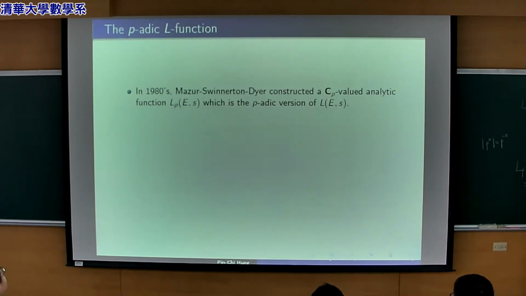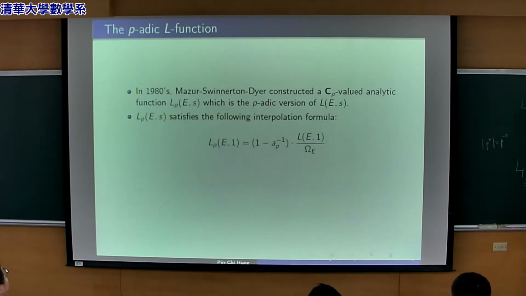So who first constructed this p-adic function? Mazur and Swinnerton-Dyer first constructed such an analytic C_p function, and we call it the p-adic L-function. Of course, this guy has to be related to this guy, or it is not really meaningful. So it satisfies this formula, where a_p is related to the number of solutions mod p.